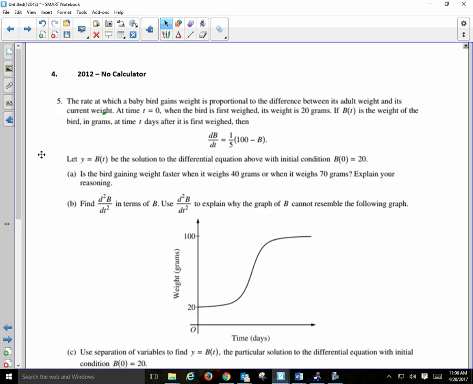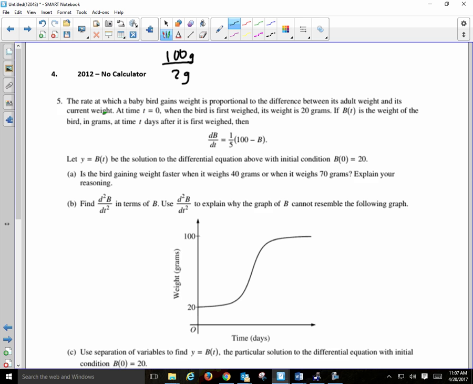Rate at which a baby bird gains weight is proportional to the difference of its adult weight and its current weight. So whatever that means. Okay? So in other words, suppose that the final weight of the bird is 100 grams. Okay? And suppose that its current weight is 2 grams. You divide that, you get 50, right? It's going to be growing rather quickly at that time in its life.